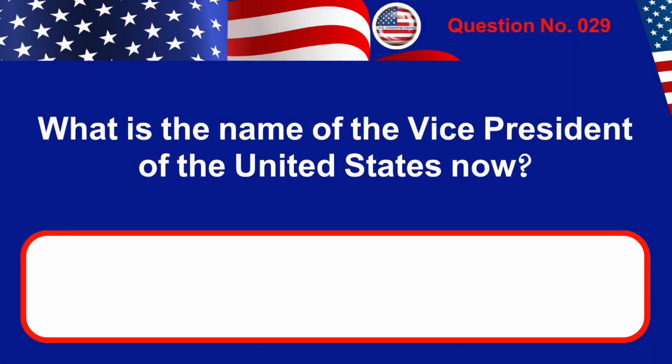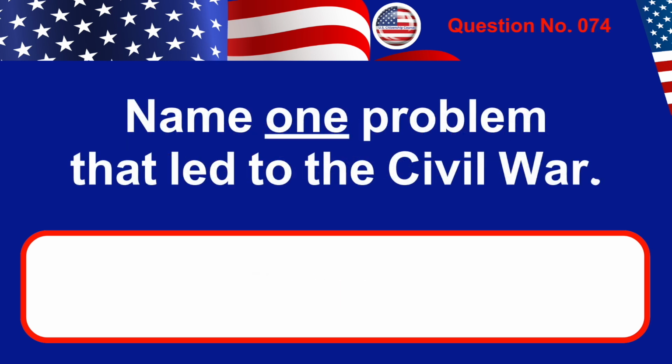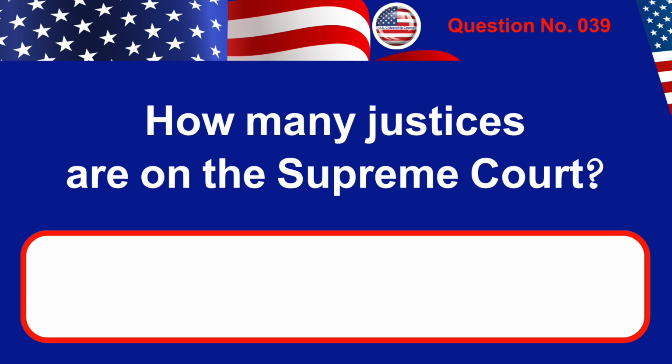What is the name of the Vice President of the United States now? J.D. Vance. Name one problem that led to the Civil War. Slavery. How many justices are on the Supreme Court? 9.